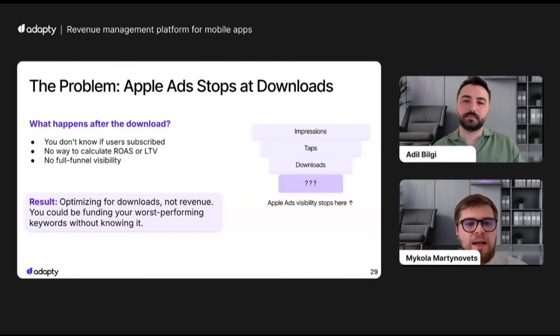So what we can optimize this way is only for downloads, for CPA, or in maximize conversion campaigns like CPA target. We can find cheap installs this way, but we have no idea how these installs perform inside the application. As a result, we can acquire a lot of cheaper users that never convert to paid subscriptions and bring zero revenue for us.